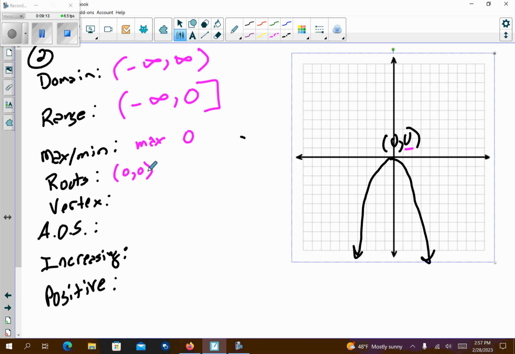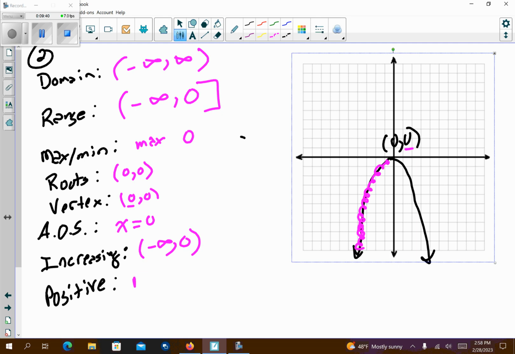Remember, the root has to have a y value of 0. So our vertex is the exact same thing. Our axis of symmetry is x equals the x component of the vertex. And where is this graph increasing? Well, it's increasing here. So as I go to the right, it goes up. So it's increasing from negative infinity, coming from the left, all the way to 0. And it's a soft bracket. That's where it's increasing.